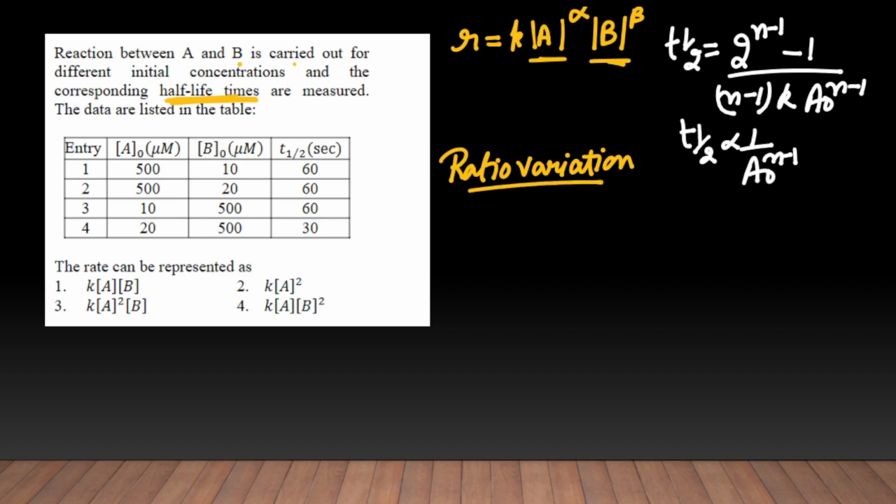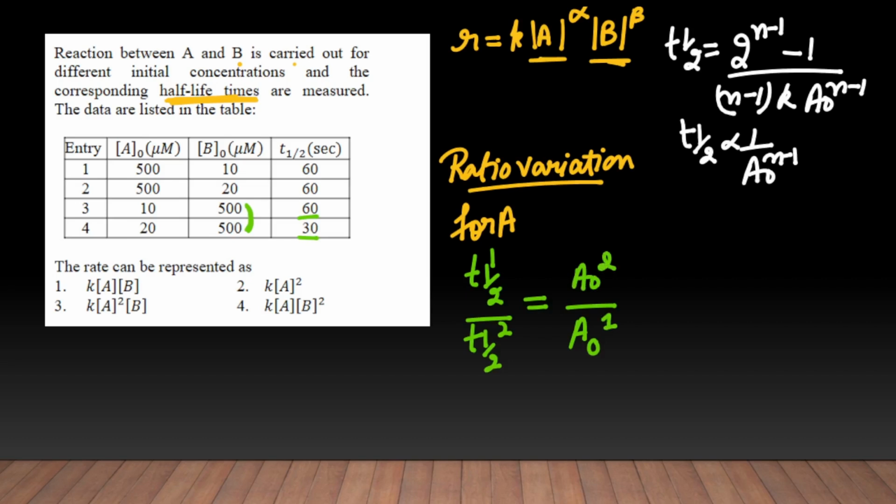Ratio variation method. So with respect to A, if you have to find it out, for that B's concentration we will keep constant. So choose the data in such a manner. B's concentration is constant in these two expressions, right? The corresponding T half values are also known to us. So T half 1 upon T half 2, at the second concentration of A, will be the initial concentration of A, first one, upon the initial concentration of A at the second, raised to the power of n minus 1.